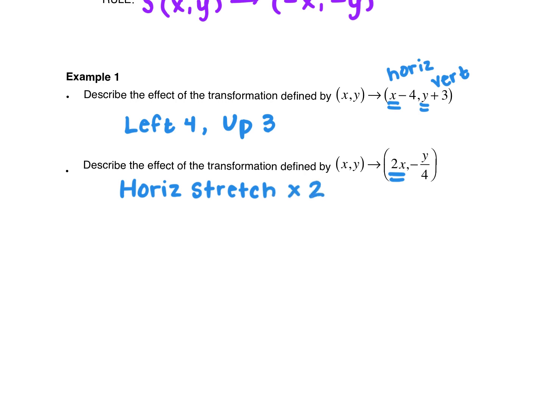Okay, now with the y, what's happening is we're dividing by 4. So dividing is going to make something smaller. That's going to be a shrink, and that's going to be a vertical shrink because it's happening to the y. Now, I didn't do anything with the negative, and there's a reason for that.